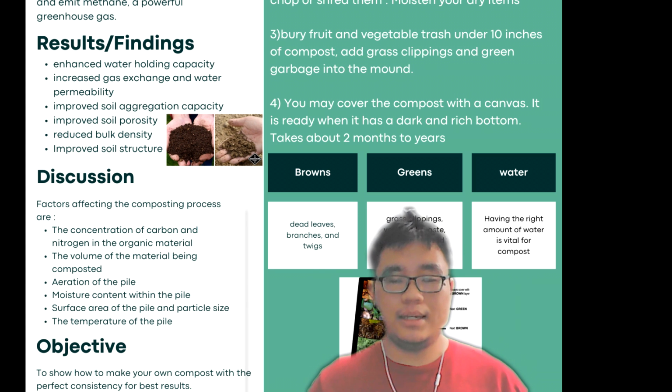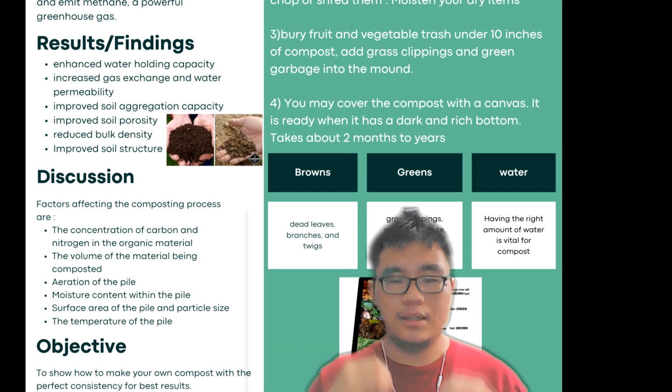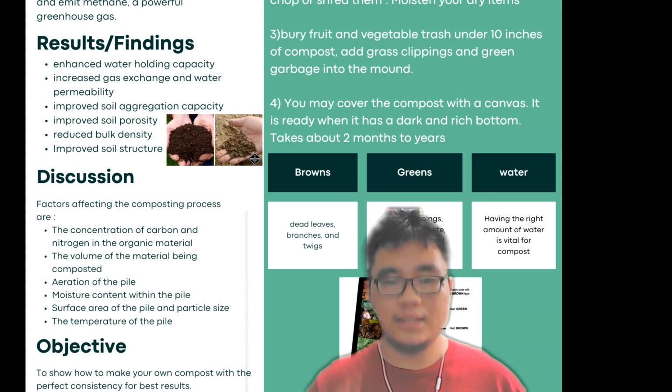The last factor that can affect the composting process is the temperature of the pulp. If the temperature is very high, it may cause the microorganisms inside the pulp to die quickly. However, if the temperature inside the pulp is very low, it may also make the process of making compost longer. So the optimal temperature to make compost is between 40 and 70 degrees Celsius.